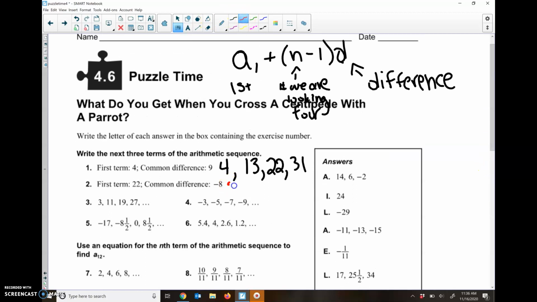All right, same thing with number 2 here. It says my first term is 22, and it says the common difference is subtracting 8 or negative 8, so that means I have to go down now. So minus 8, I get 14. Minus 8 again, I get 6. And then minus 8 again, I get negative 2, which is letter A right there.